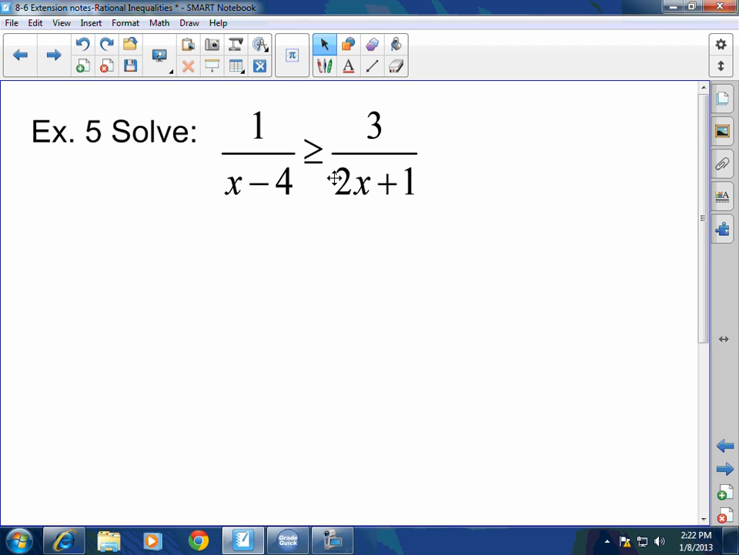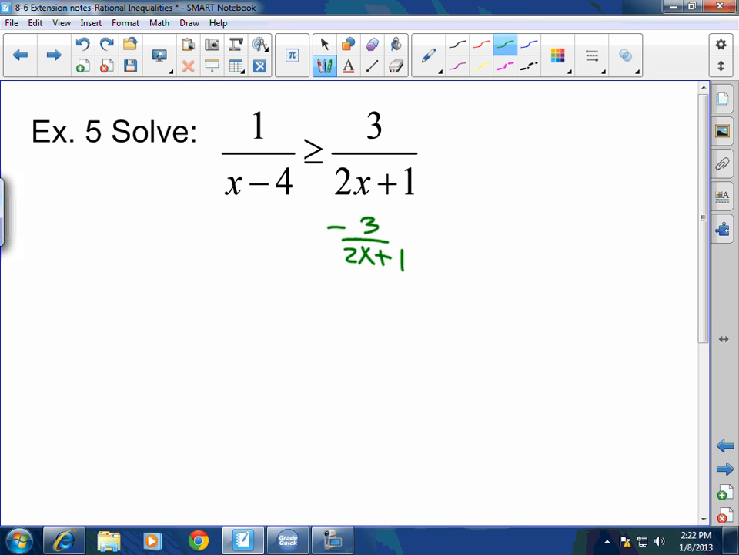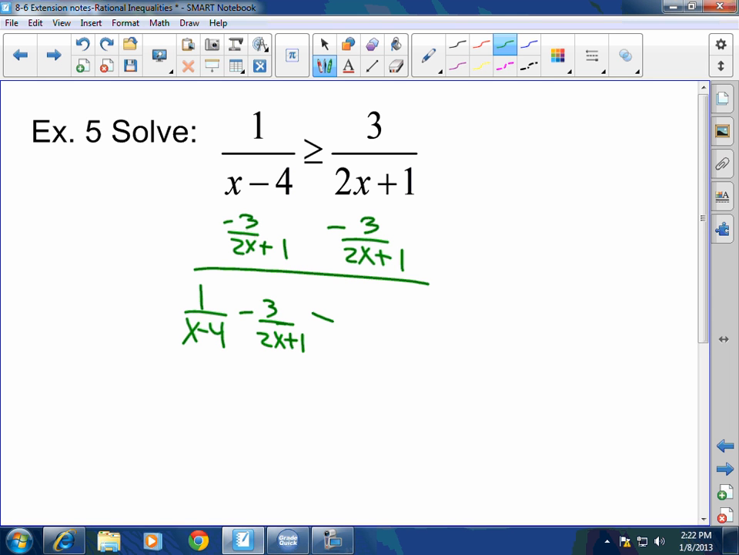In this case, I just don't have time to do it all, but look, real quick. I subtract 3 over 2x plus 1 from both sides. So then I have 1 over x minus 4 minus 3 over 2x plus 1 is now greater than or equal to 0. And now I add those two together by getting the common denominator.